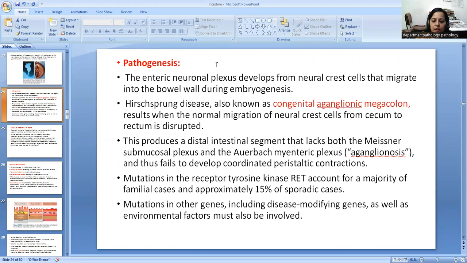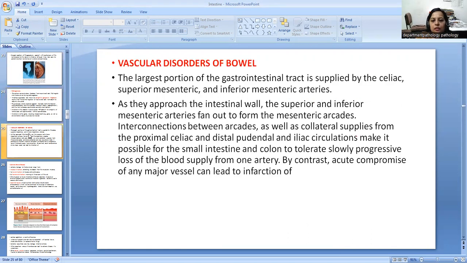Mutations in the receptor tyrosine kinase RET account for a majority of familial cases and approximately 15% of sporadic cases. Mutations in other genes, including disease-modifying genes, as well as environmental factors, must also be involved. Vascular disorders of bowel.